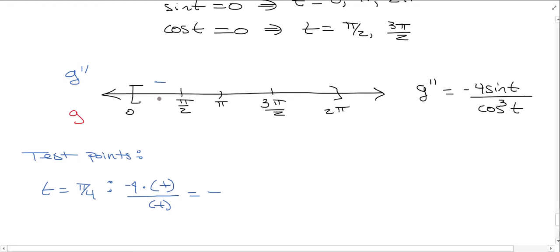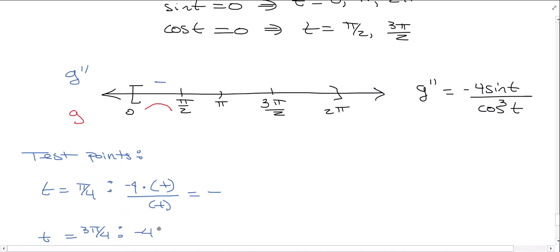What does that mean about the function? It's curving which way? Happy face or sad face? Upwards or downwards? Because the second derivative is negative, it is curving downwards. So we're concave down. And then what about between pi over 2 and pi? You can pick the other pi over 4. So you can say 3 pi over 4, just because those values are nice, right?